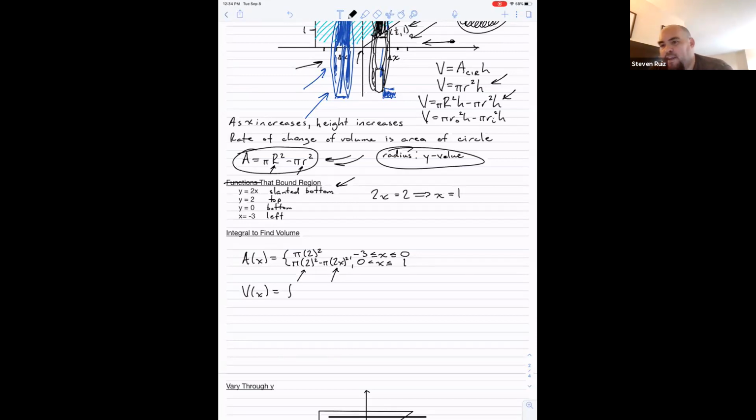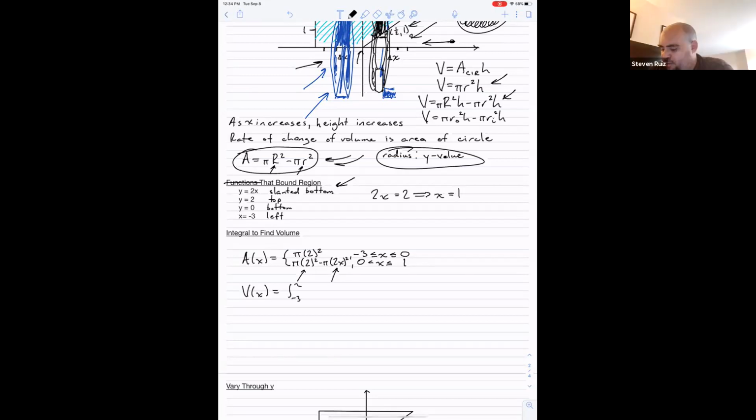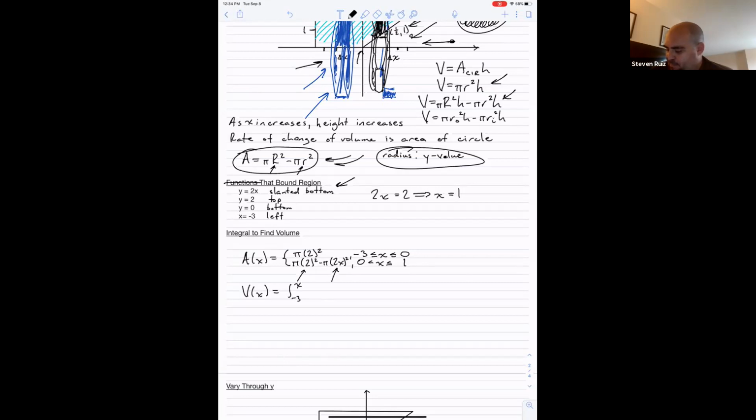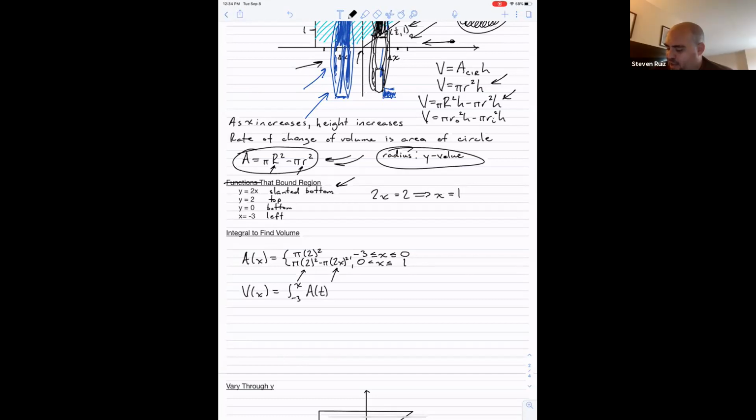Where do I want to start accumulating volume? -3. -3. And for now, let's just keep it general. I want to accumulate volume for any x value. So given that, what am I integrating? Rate of change function. Okay, what did I call that rate of change function? Area. Right, so it's just one here. So I'm going to call it a of t dt. And that's basically it. That is your integral to find the volume using this approach.